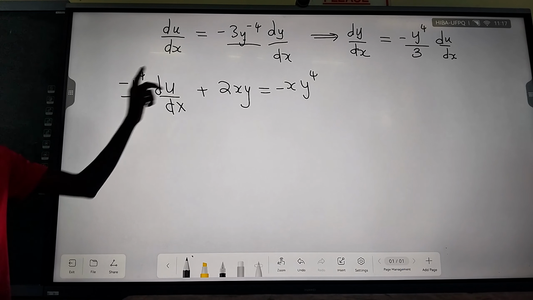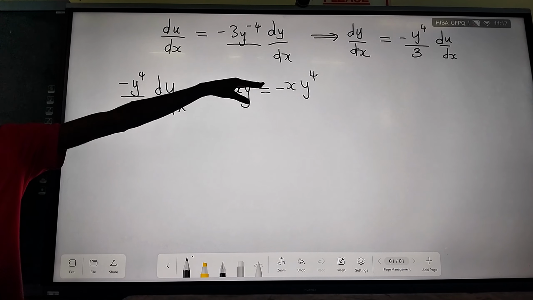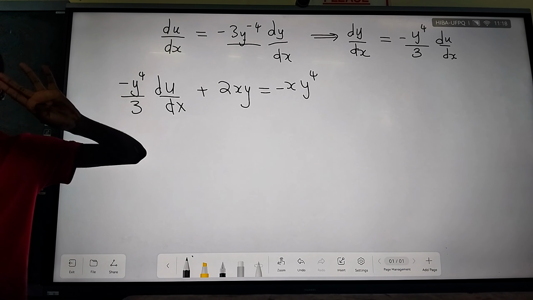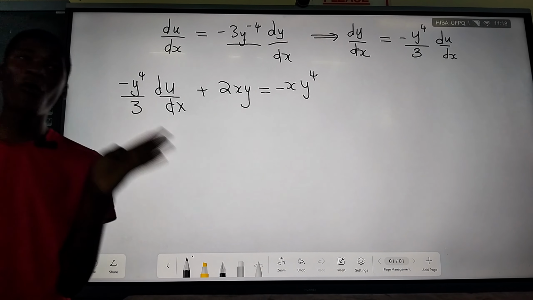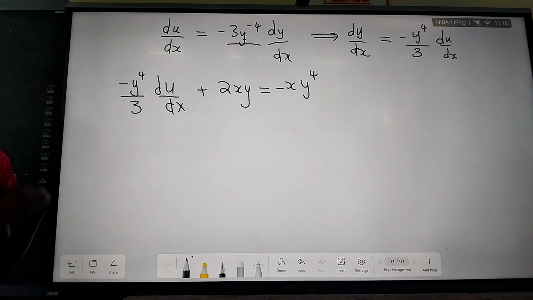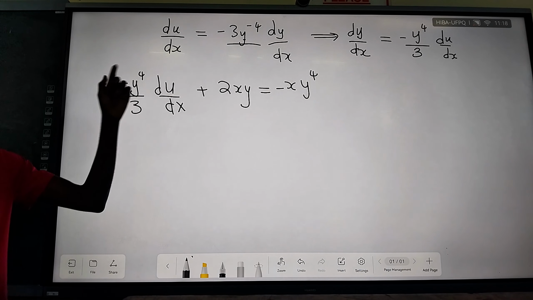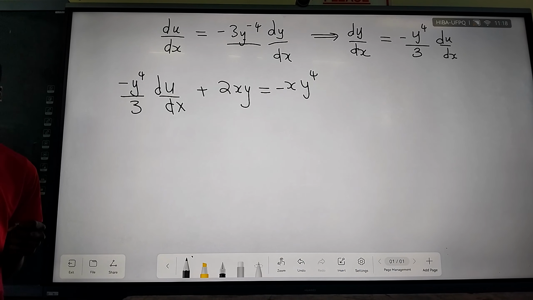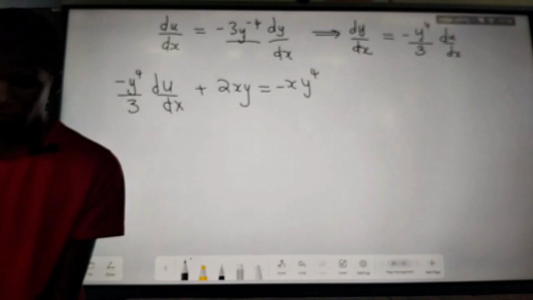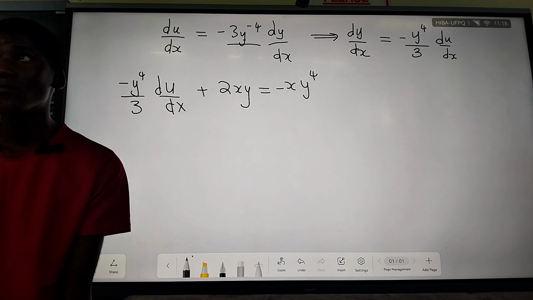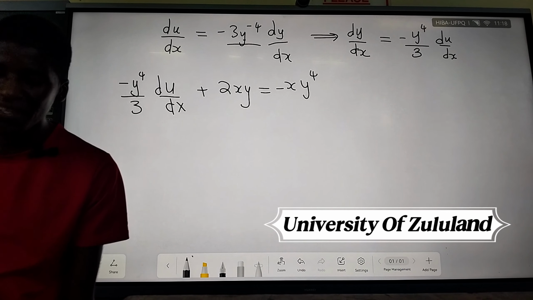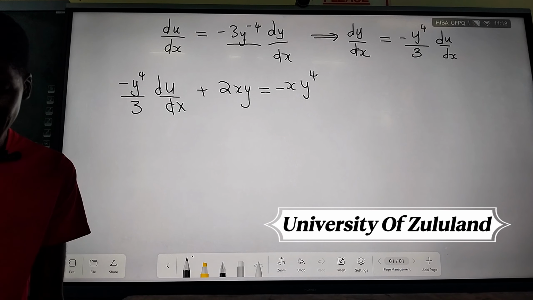that y lona was raised to the power of 4. That was the problem. Y was raised to the power of 4. So thina finally we have a chance to change it now and make it linear. Abe raised to the power of 1. How can you make it linear given this scenario? Divide by ubani. Singadivide nobani lapha. Yini esingadivide ngayo to make it linear.